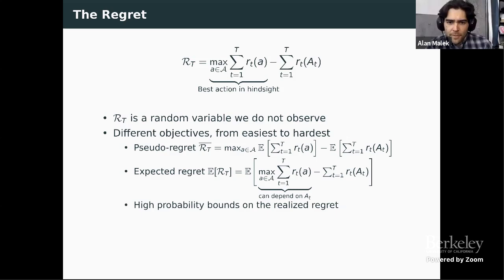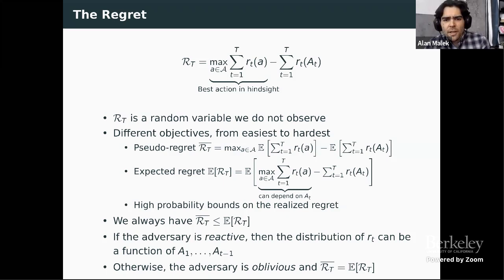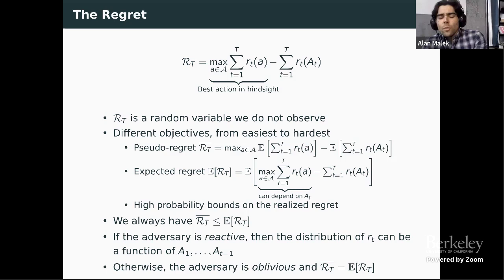We can also ask for high probability bounds on the realized regret, so actually trying to find a bound on R_T, the random variable, that holds with high probability. And these are all things that people try to do, but for this talk, we'll pretty much stick with pseudo-regret because it's the easiest and there are some pretty precise results for it. I mentioned that the pseudo-regret is always upper bounded by expected regret, and we might consider different types of adversaries.